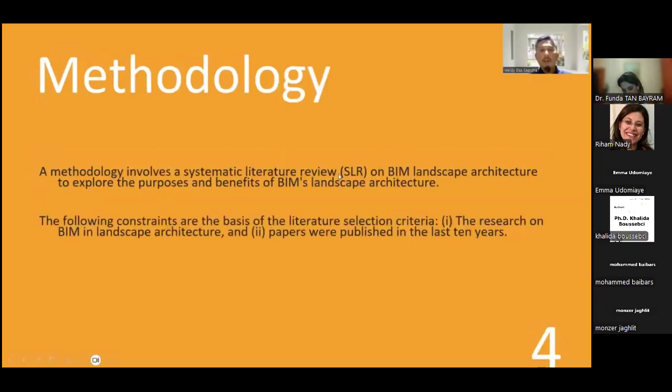The methodology used in this paper basically involves a systematic literature review on BIM in landscape architecture, because this is to explore the purpose and benefit of BIM in landscape architecture. The literature selection criteria are as follows. Number one, the paper or research must be on BIM in landscape architecture. And number two, the paper was published in the last 10 years.